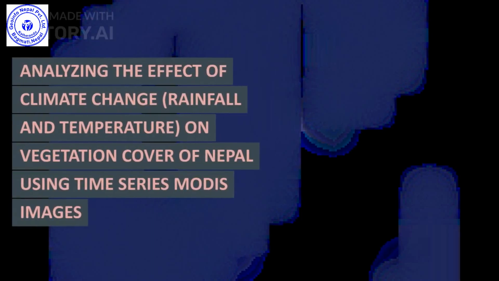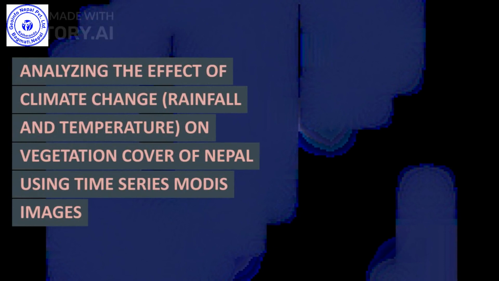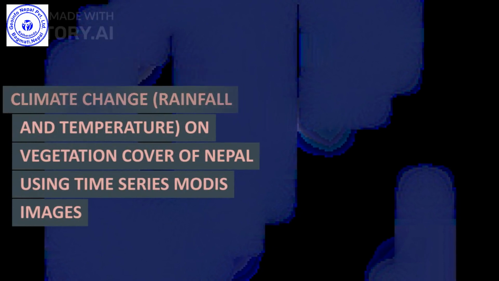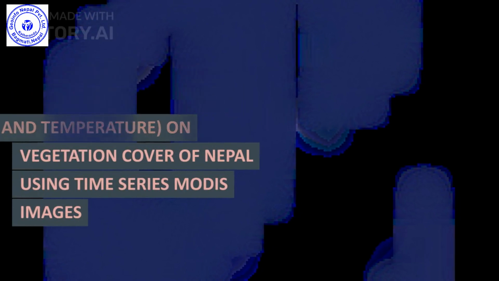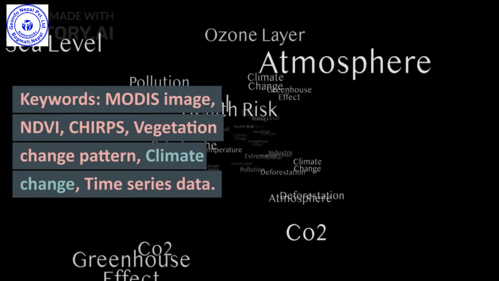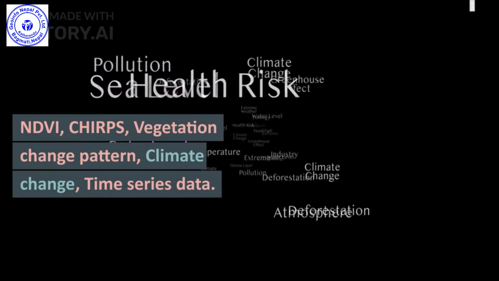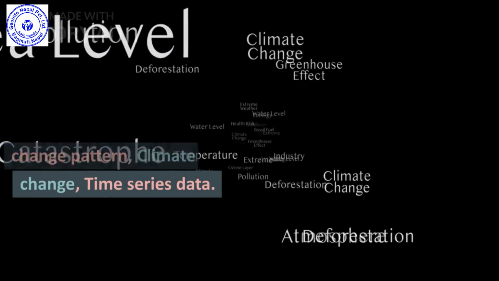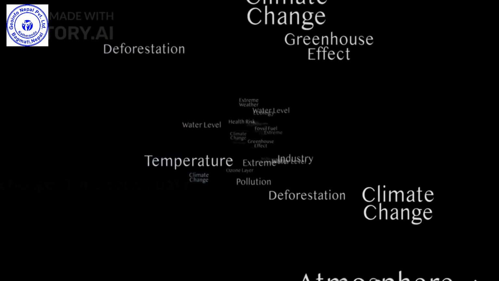Analyzing the effect of climate change, rainfall and temperature, on vegetation cover of Nepal using time series MODIS images. Keywords: MODIS image, NDVI, CHIRPS, vegetation change pattern, climate change, time series data.